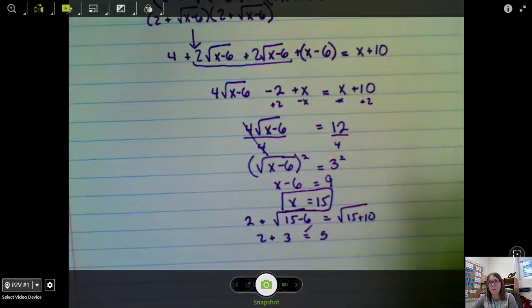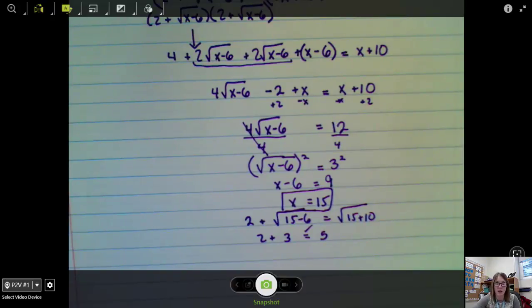So that checks out. 15 is the solution. This one, again, was kind of nice because I didn't have a quadratic equation to solve either.